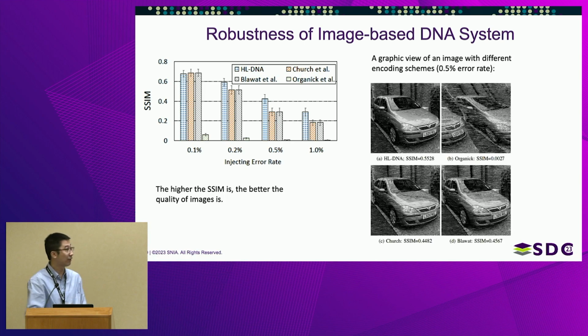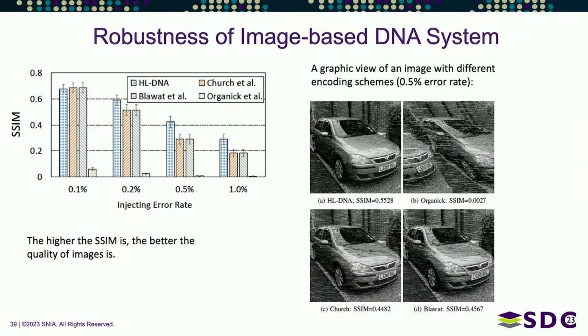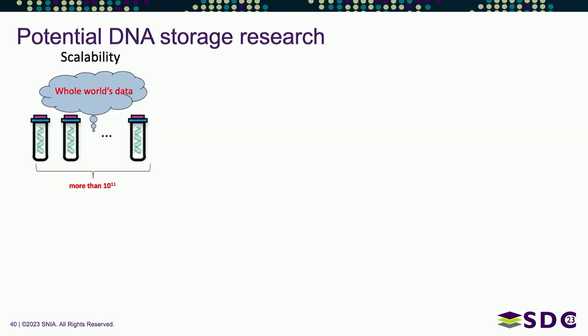And here are graphic views of the images with different encoding schemes under the 0.5 error rate injection. Okay, so this is the third work we have been working on. And here are some potential DNA storage research directions that, in the future and also at the current stage, our group is working on.